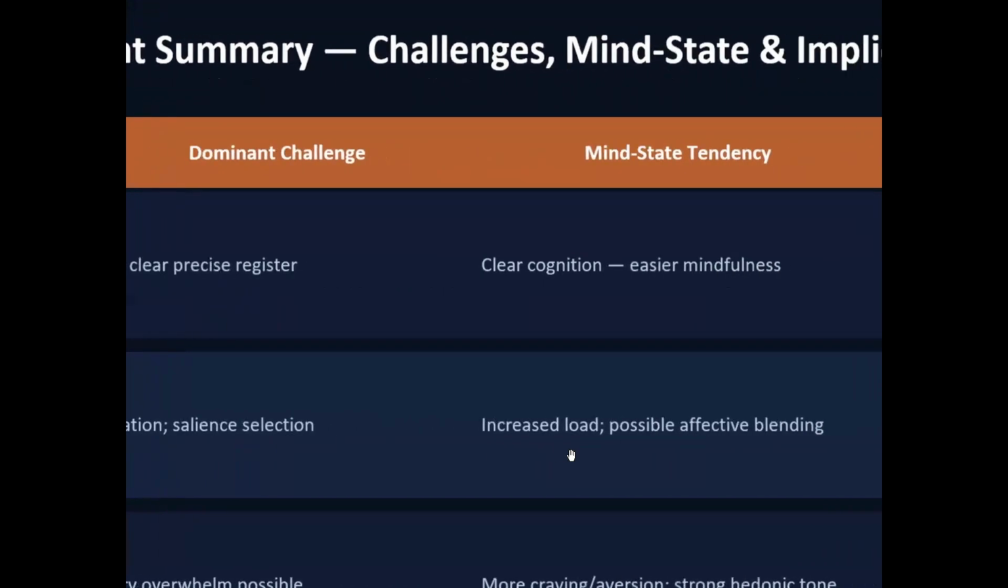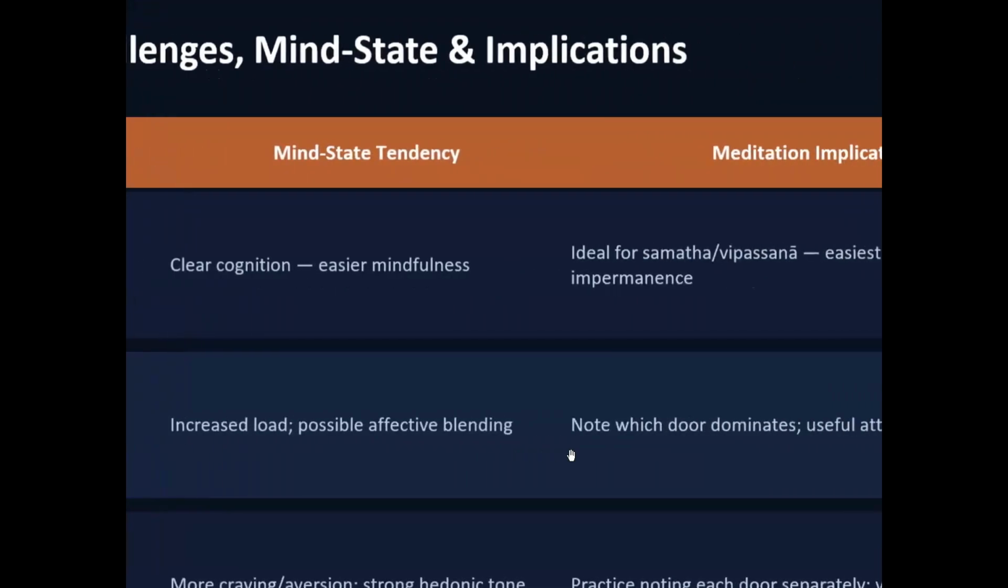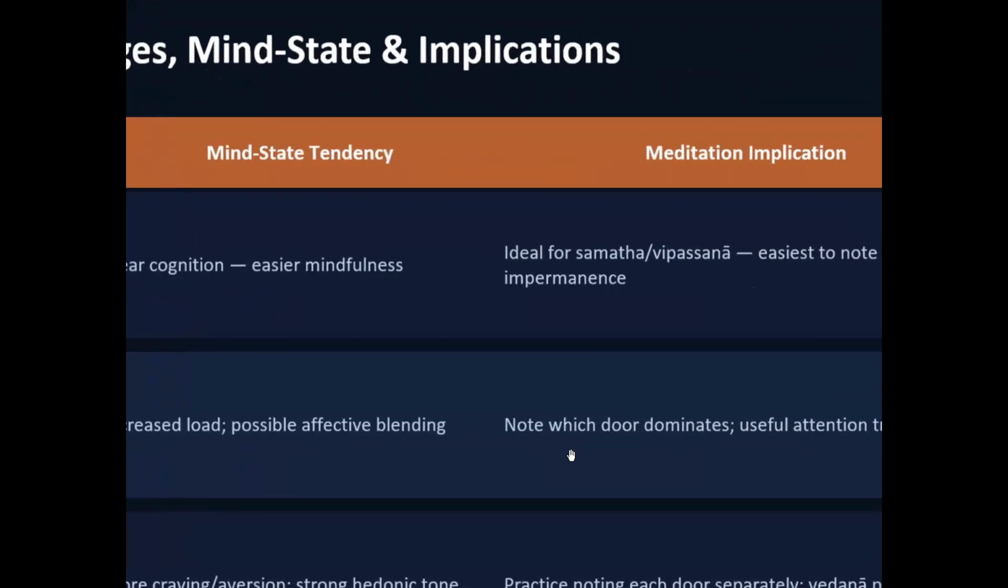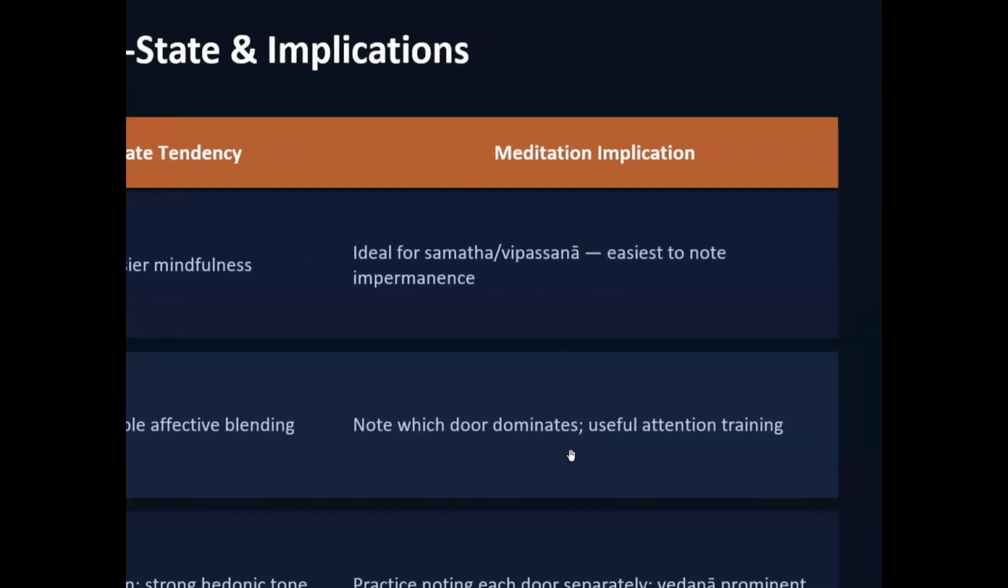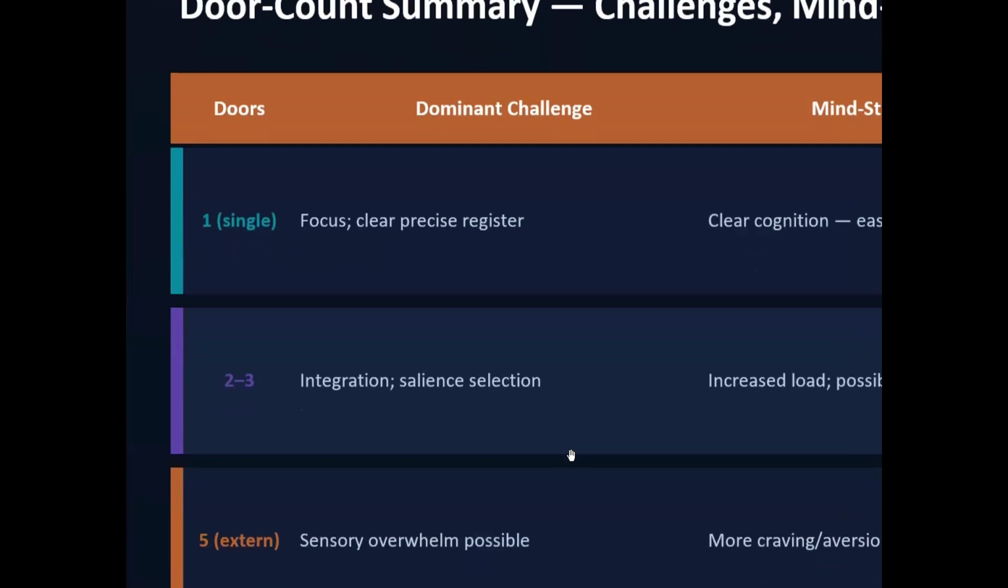This will increase a lot and possibly effective blending. And we can mix. Note which door dominates. The important thing is which is the dominant door, the predominant one, the most powerful one. So it's useful for attention training. Okay, so this is good also for meditation assessment, to keep to your selected one.